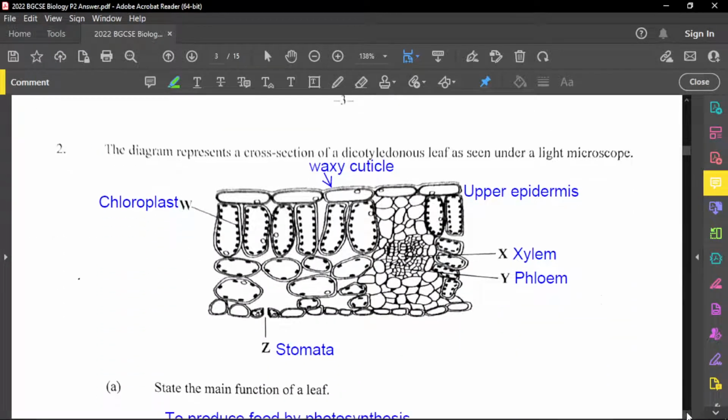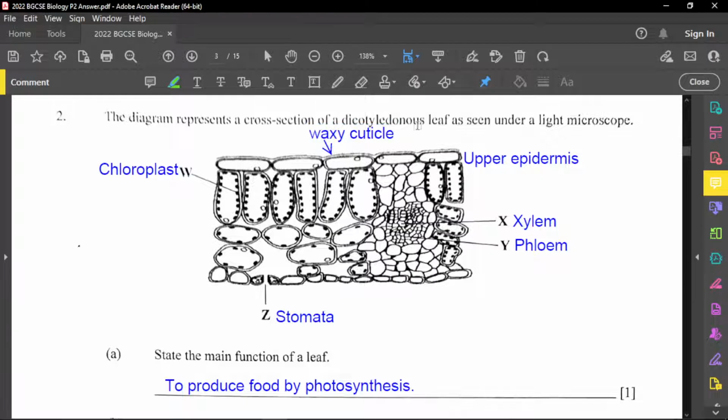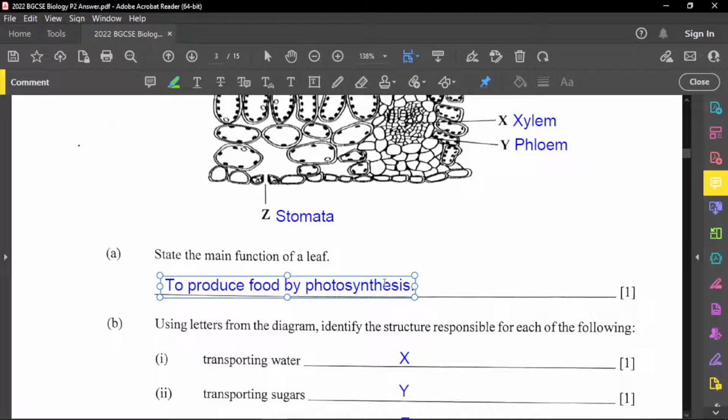Now, for question number two, a diagram represents a cross section of a dicotyledonous leaf as seen under a microscope. I have this already labeled, so you can pause and look at the labelings, and also understand the functions and the position of these things in a leaf. Now it says to state the main function of a leaf. The main function of a leaf is really to produce food by photosynthesis, or to carry out photosynthesis. So anywhere along that line, you will be okay.